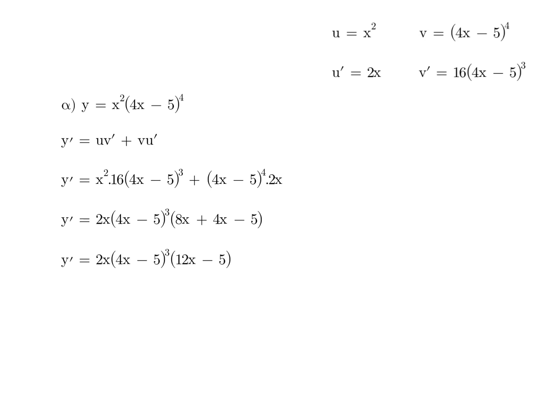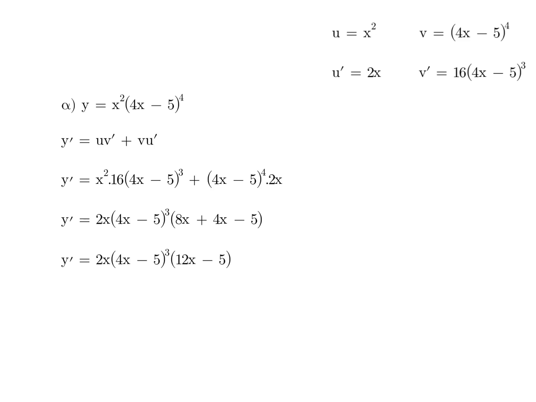So therefore, using our y dash equals u v dash plus v u dash, and substituting in what we've had up in the top right, that gives us x squared times 16 outside of (4x minus 5) cubed plus (4x minus 5) to the 4 lots of 2x.